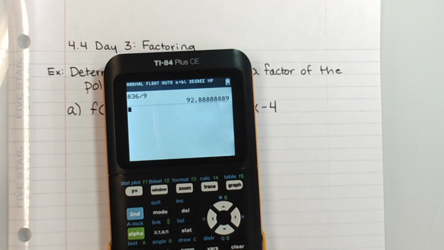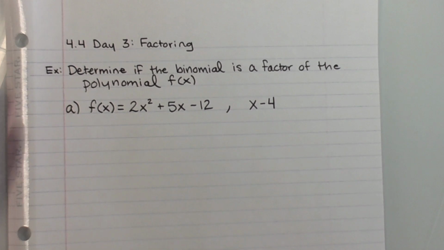If you want to determine if a binomial is a factor of a polynomial, start dividing and see if the remainder is 0. If I'm dividing a polynomial by a binomial, there are 2 different forms of dividing that could take place. What are they? Synthetic division or long division.